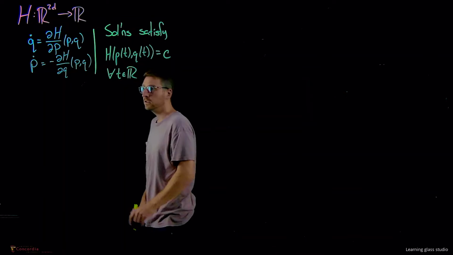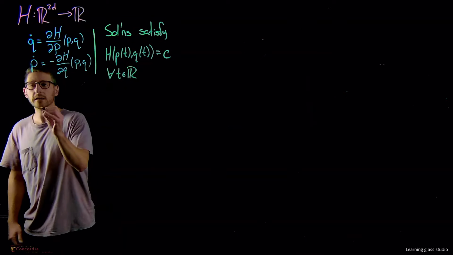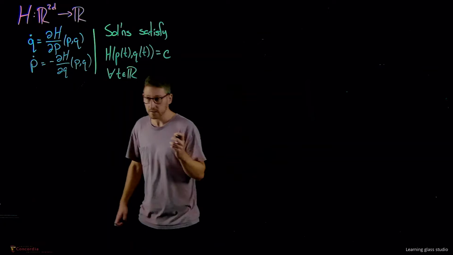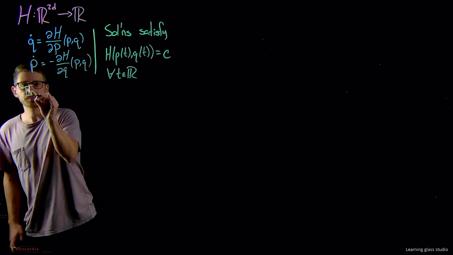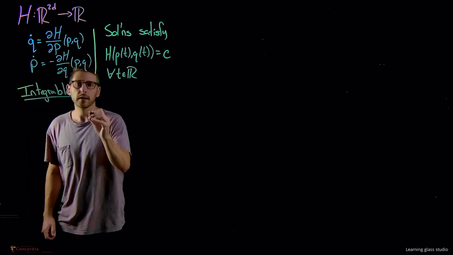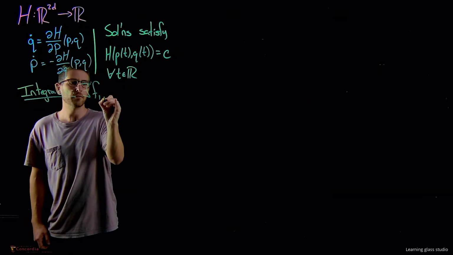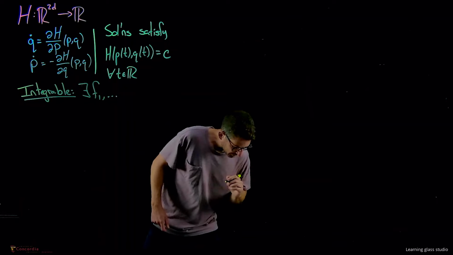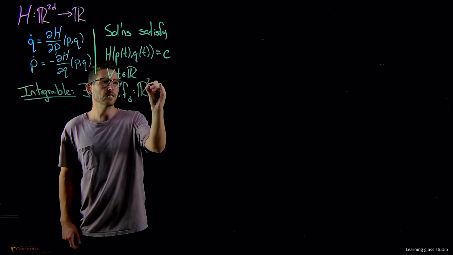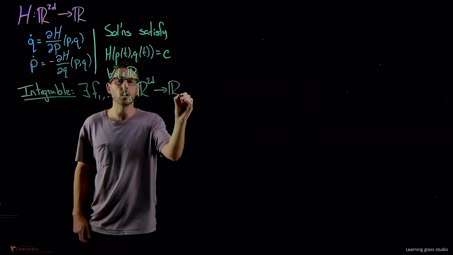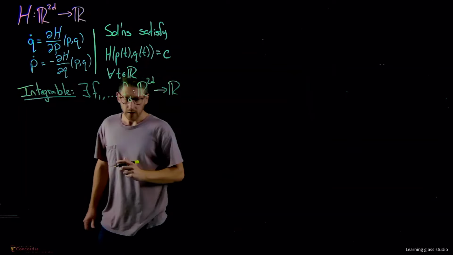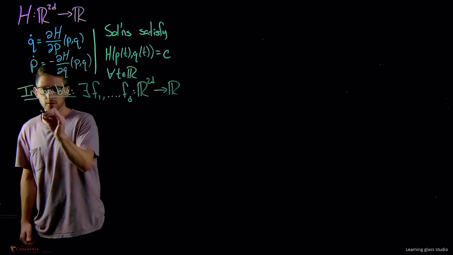And in fact, we would say that this system is integrable. Okay, so we would call this thing integrable if there exist f_1 through f_d, which are other conserved quantities. One of them will be the Hamiltonian, and then you'll have d minus 1 other ones, such that they are conserved quantities.